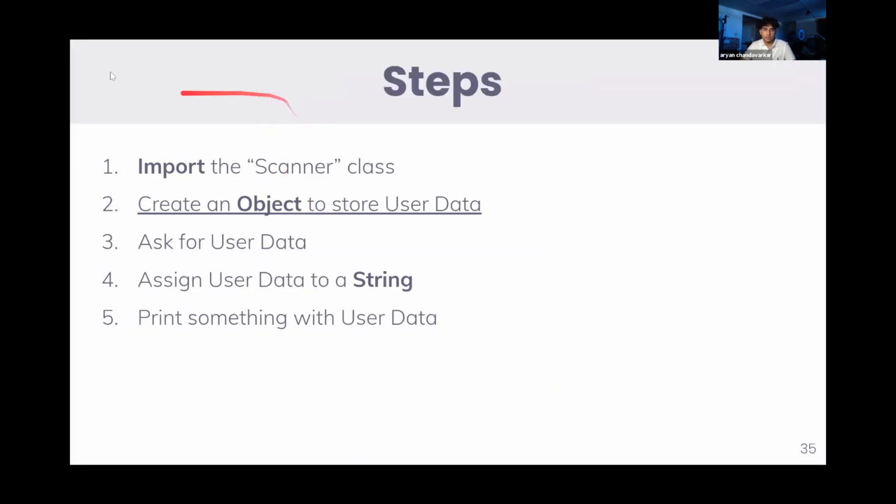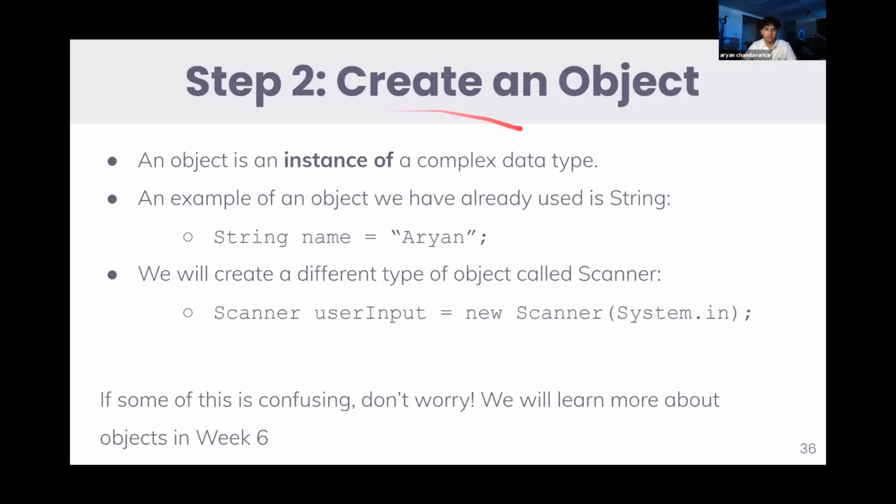So the second step is to create an object to store user data. Now, an object is a very heavy topic, which we'll go into in later classes, inshallah. But for our purposes, we'll go over what an object is. An object is basically an instance of a complex data type. An example of an object is when we have a string and we assign it a name: a string name is equal to Ariane. So in this case, name is an object.